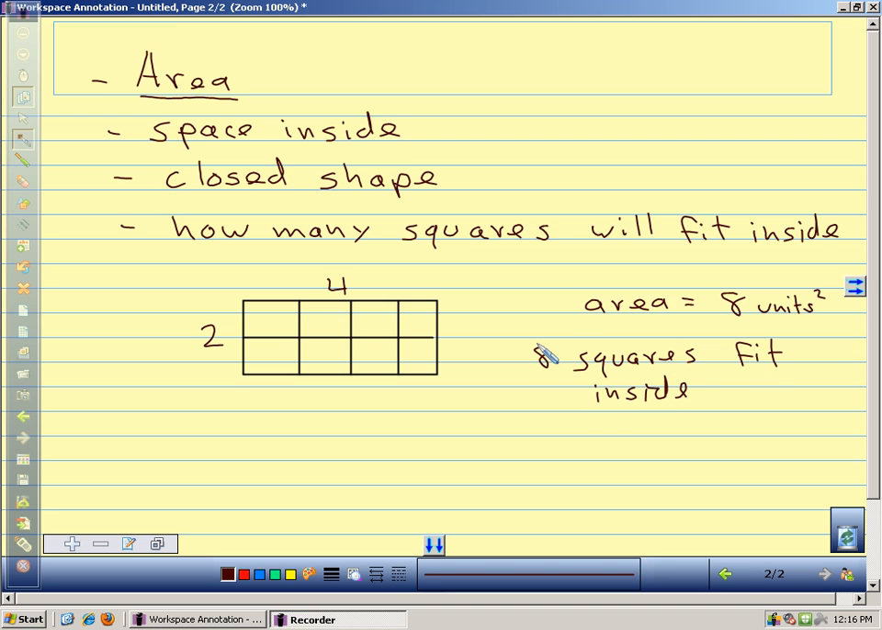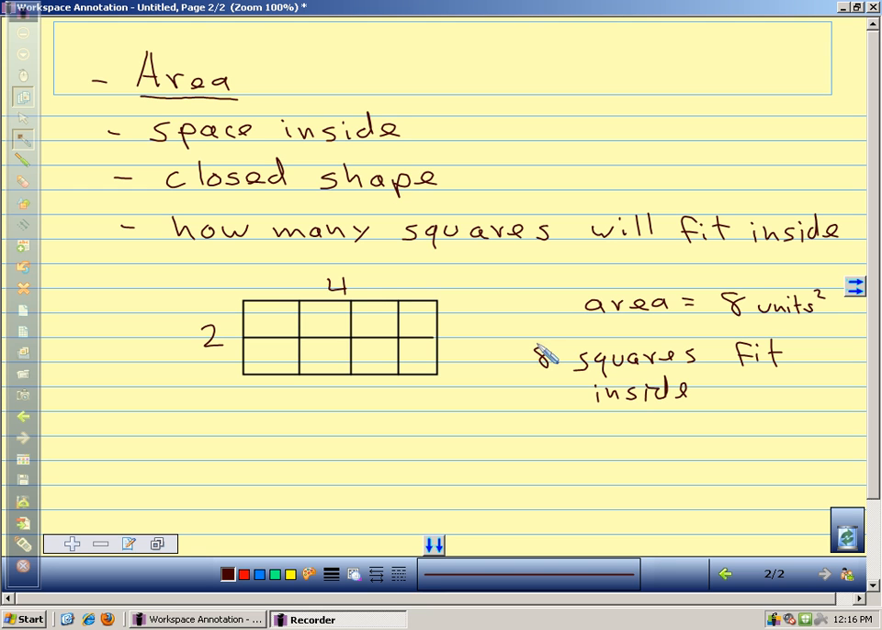That's what we mean by this definition. And depending on the size of the square, our area would change depending on our units. If we measured in inches, our shape is going to have more square inches inside than it does square feet. But we're really trying to figure out how many squares of a certain size will fit inside a shape. That's what we mean when we're talking about area.